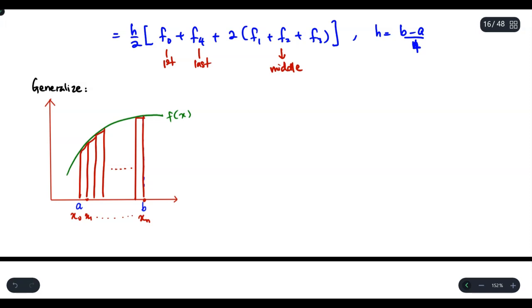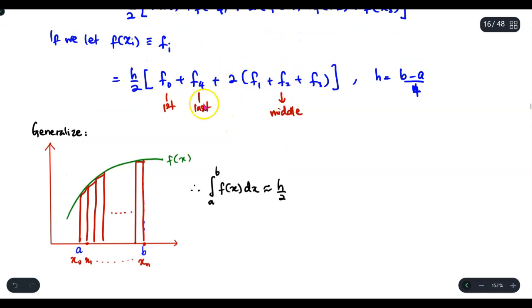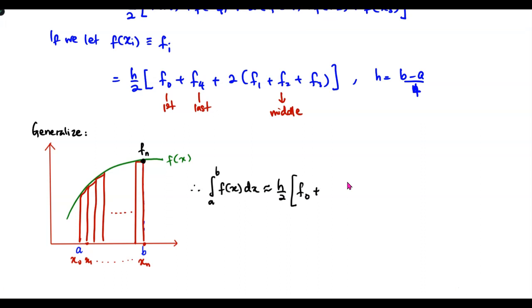Okay, so now what happened is, therefore, in general, the area or the integral of f(x) dx from a to b will then be h over 2. Okay, we want to see the same pattern as here. So h over 2, the first is f0, and the last here would be, somewhere here is your fn. Because when x is xn, the corresponding f is fn. So the last value of f would be fn. That would be in general.